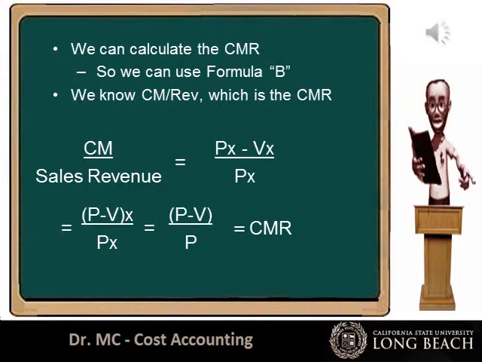Although we do not know the individual unit's price and variable cost, we can still derive the contribution margin ratio as follows. You first subtract the total variable costs from the total sales. This gives you the contribution margin for the firm. You then divide the contribution margin by the total sales. As you can see, you can simplify your numerator of Px minus Vx into x times P minus V. Now that you have x in both the numerator and the denominator, you can cancel the x, which leaves you with the contribution margin per unit.